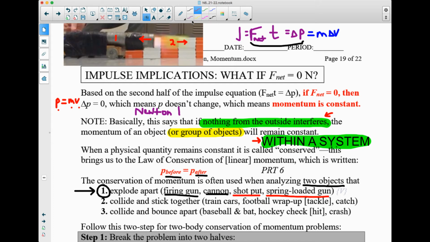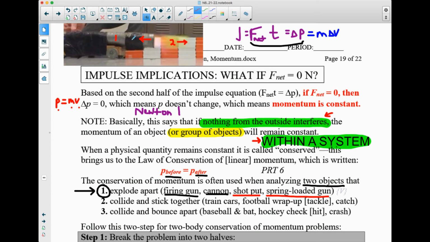There's nothing else from the outside, like my hand is not actually grabbing the cannon. If it were, we would no longer be within the system, or we would have to expand the system to include me, and then it gets messier. So here, the only two things pushing on each other are the cannon via the gas pushing on the ball, and the ball via the gas pushing on the cannon. This is what we call a system.